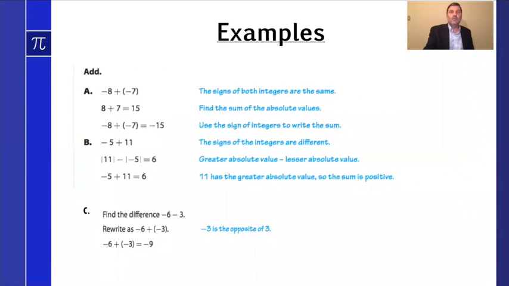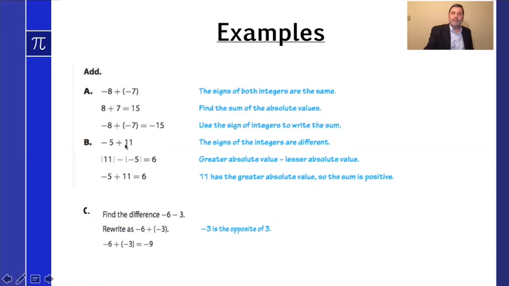And all of a sudden, we get more debt. We get a debt of $7. What are those two debts together? They're a debt of $15. So if the signs are the same, we take the absolute value, add them, and our answer takes the sign of the two original numbers.